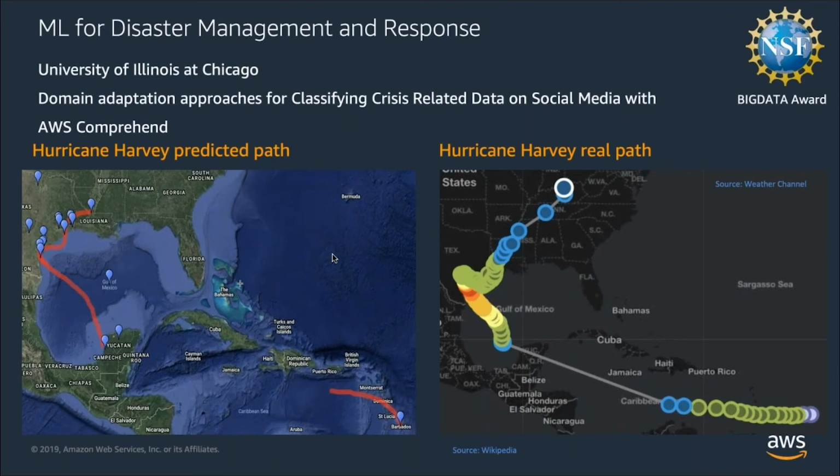One example of the ML application as well is that which was done by the University of Illinois at Chicago. They looked to model the Hurricane Harvey predicted path, and as you can see by these images, it had a high level of accuracy in where the path went, and being able to classify the crisis related to social media and using our AWS Comprehend service for NLP.